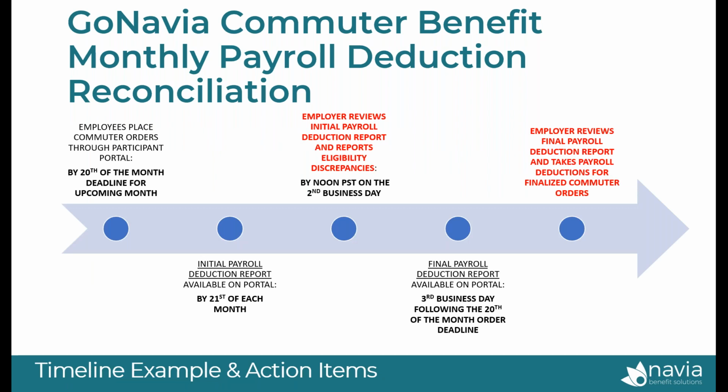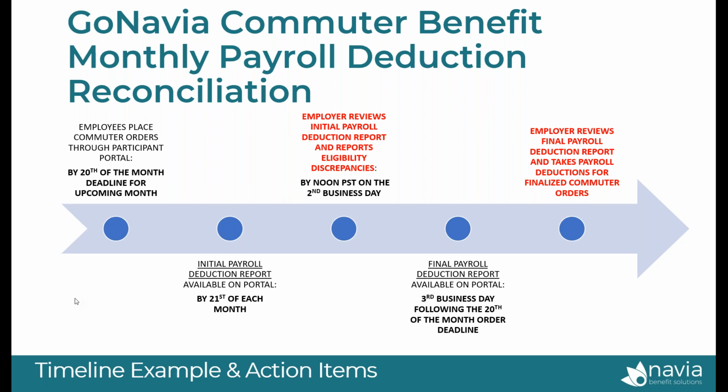As a visual overview, let's review an example timeline of key events in the commuter ordering and reconciliation process. So here you'll see the process flow. So the employee would place an order on our portal by the 20th of the month for the upcoming month. Then, on the 21st of each month, you will receive an initial payroll deduction report.